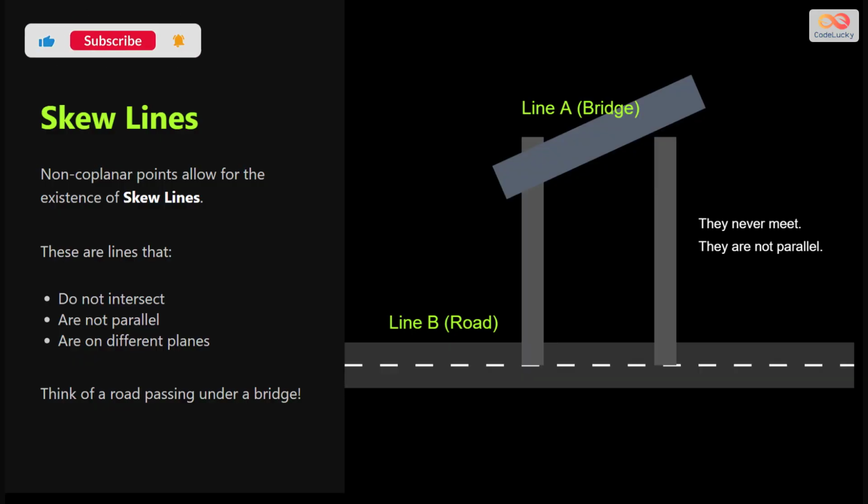Non-coplanar points also allow for skew lines. These are lines that never cross each other but are also not parallel. Think of a highway passing under a bridge. They are on different levels and go in different directions.